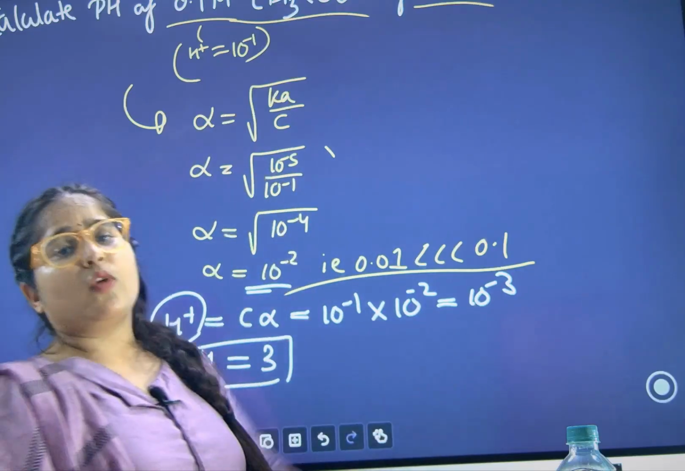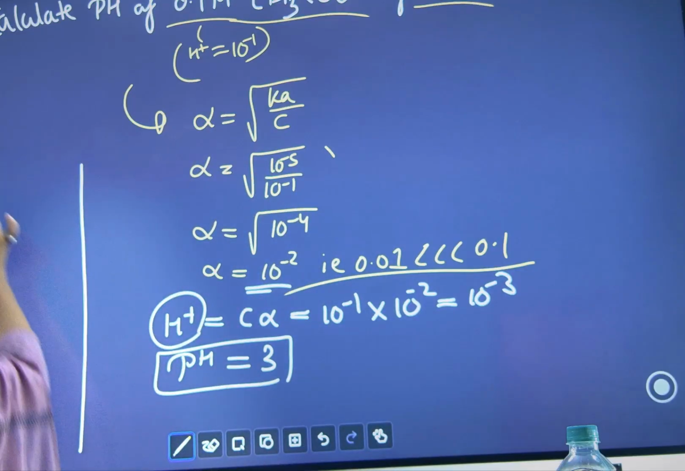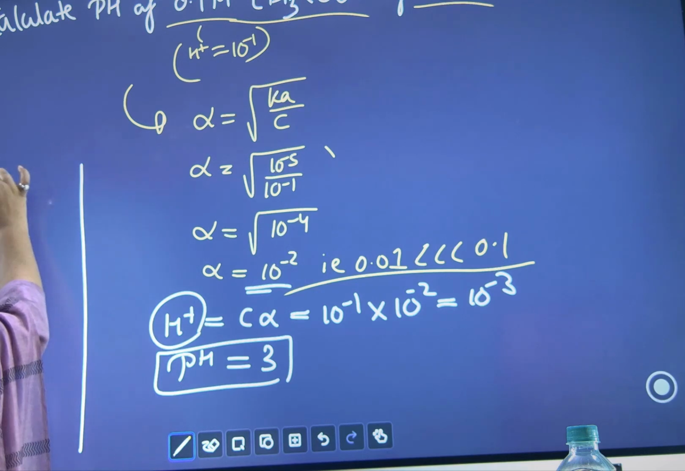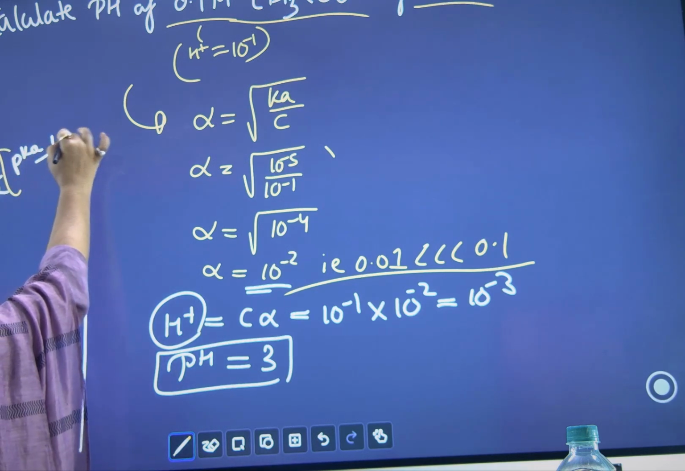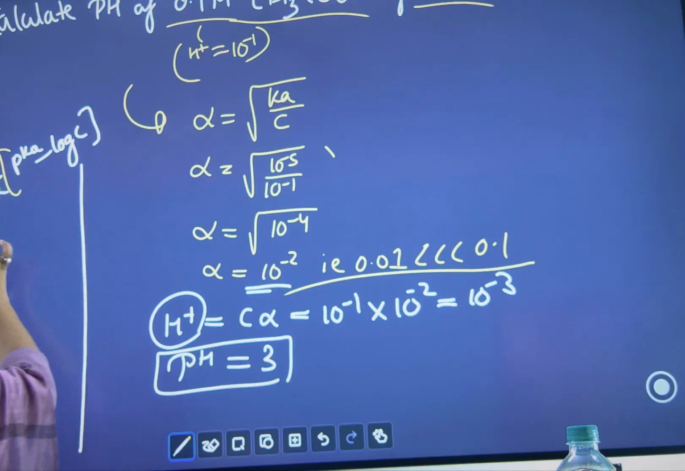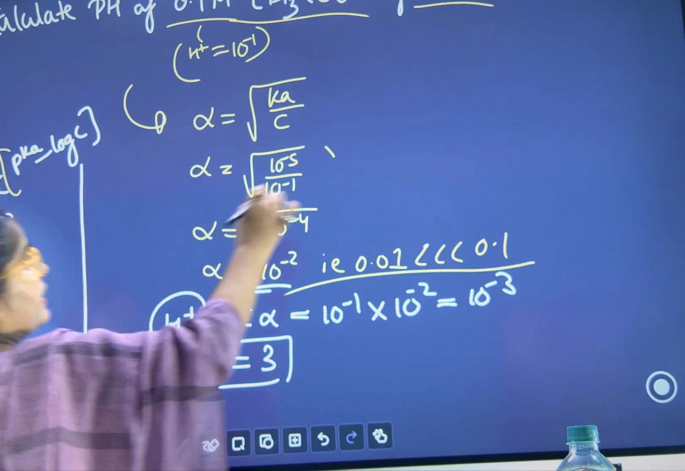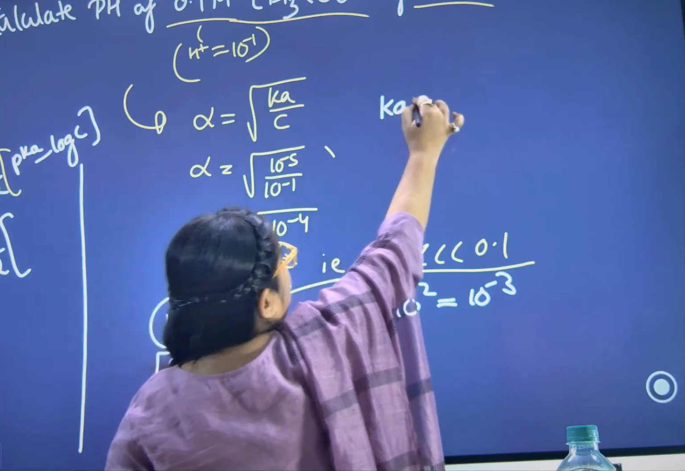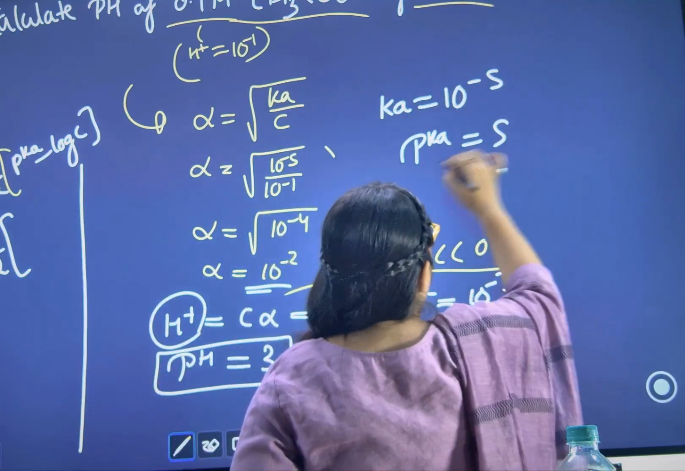Even so, if you want to solve using the formula, let us see how we will solve. What was the formula? pH equals half pKa minus log C. So Ka is 10 to the power minus 5, so pKa will be 5.